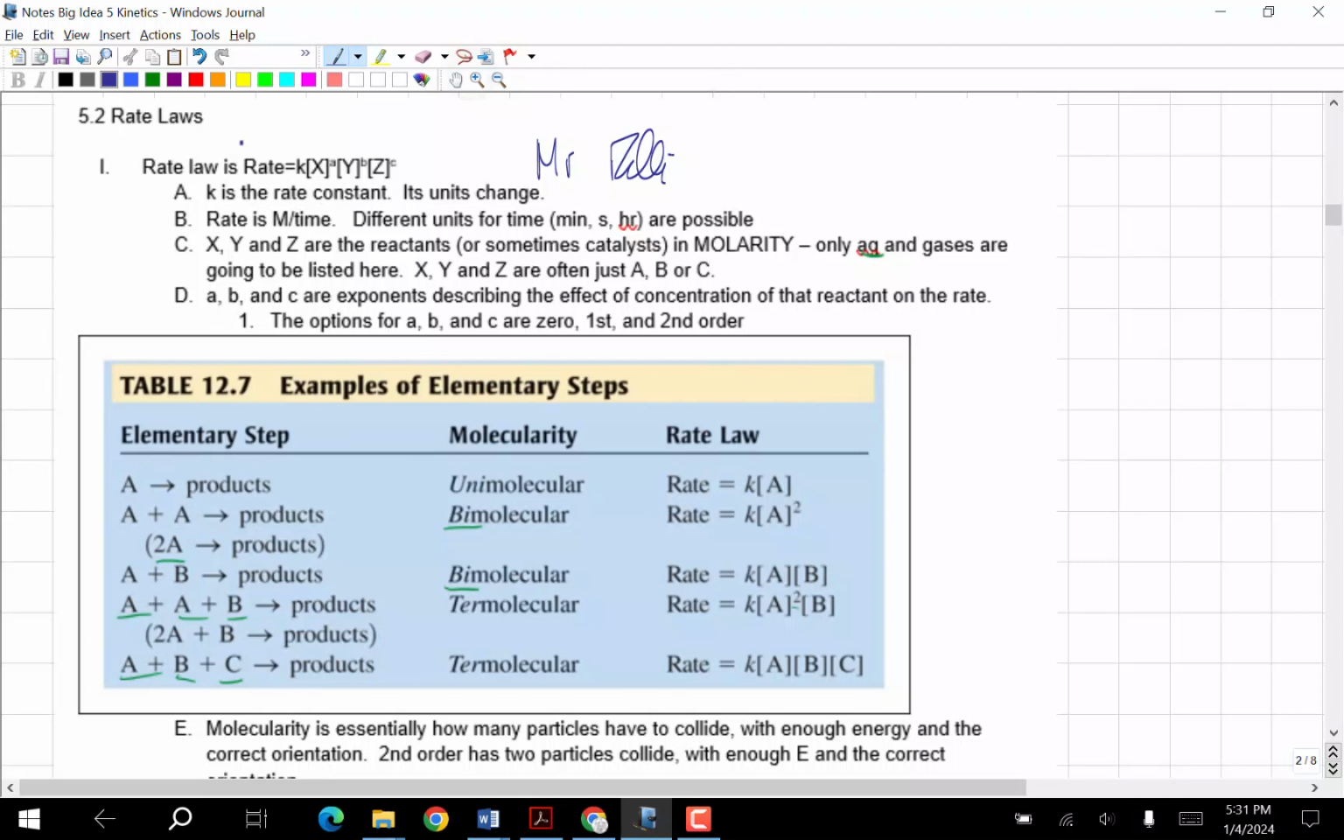So now we are going to look at basically table analysis, and we'll be doing this all the time. We're going to start with rate laws. Rate laws will always look like this: rate equals some constant k. k is the rate constant, and its units can change.